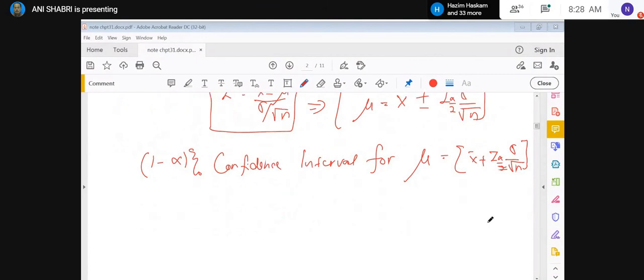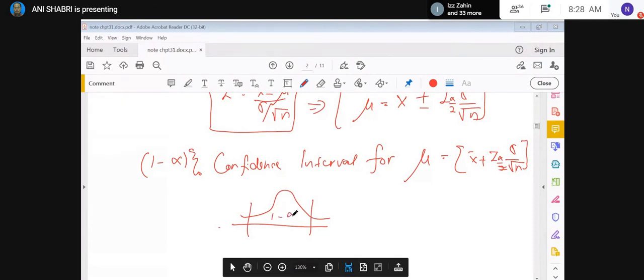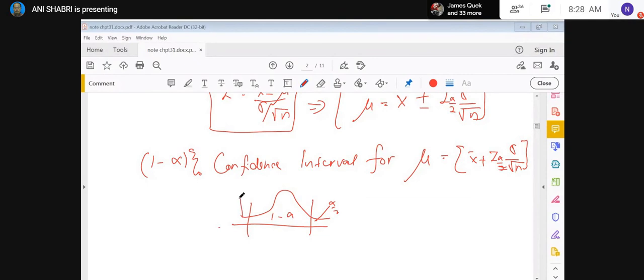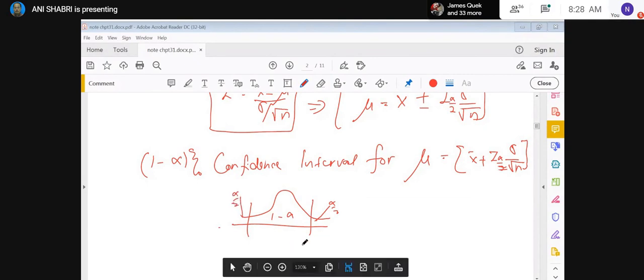If you see the formula like this, the graph for this one is like this. It is a normal distribution. We divide by 2. This one is 1 minus alpha, and this one is alpha divided by 2. This one is Z alpha divided by 2, and this one is minus Z alpha divided by 2. This is the confidence interval for this formula.